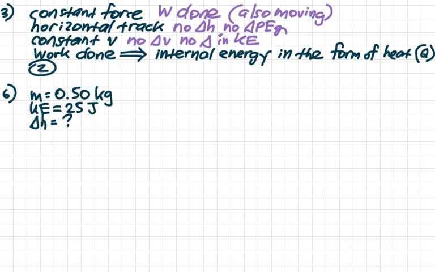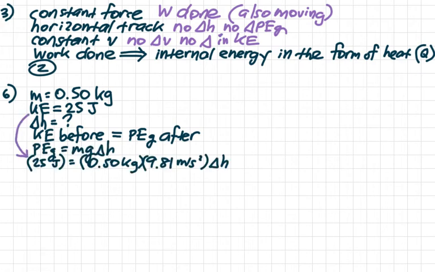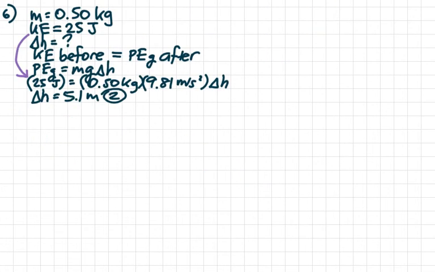Okay, number 6 is very similar to number 1. You give us the mass of the ball being thrown upwards. You give us the initial kinetic energy of the ball on its way up. And they want to know how high does it go. Well, height does not relate to kinetic energy. Height relates to potential energy. So the kinetic energy before, down at the bottom when it's thrown, equals the potential energy after at its highest point. So I can use that kinetic energy of 25 joules and stick that in for the potential energy and then solve for delta H. We wind up with 5.1 meters, which is choice 2.